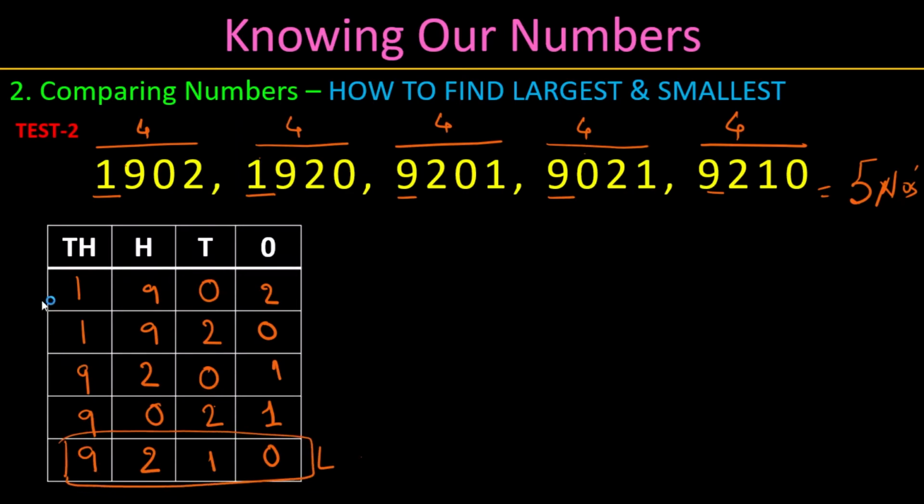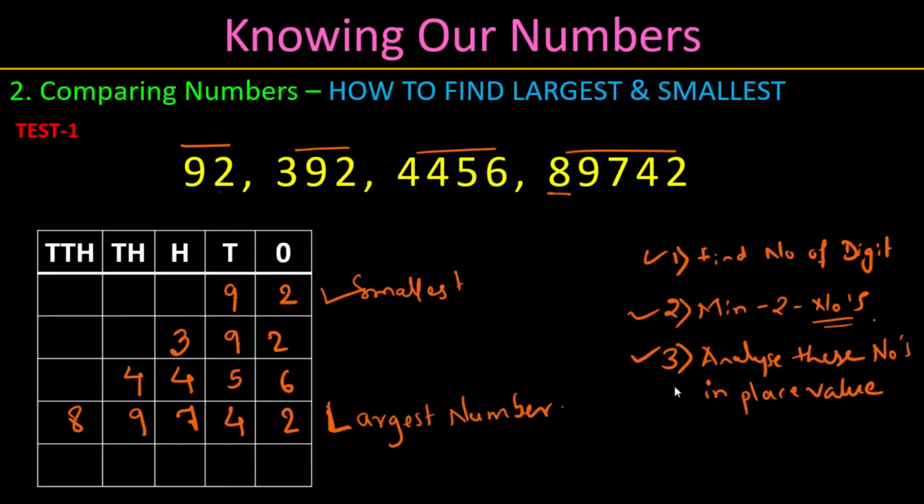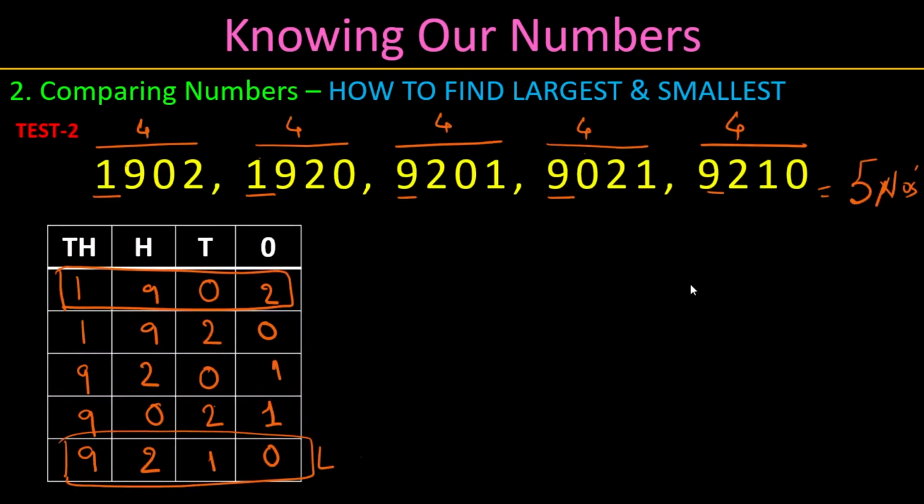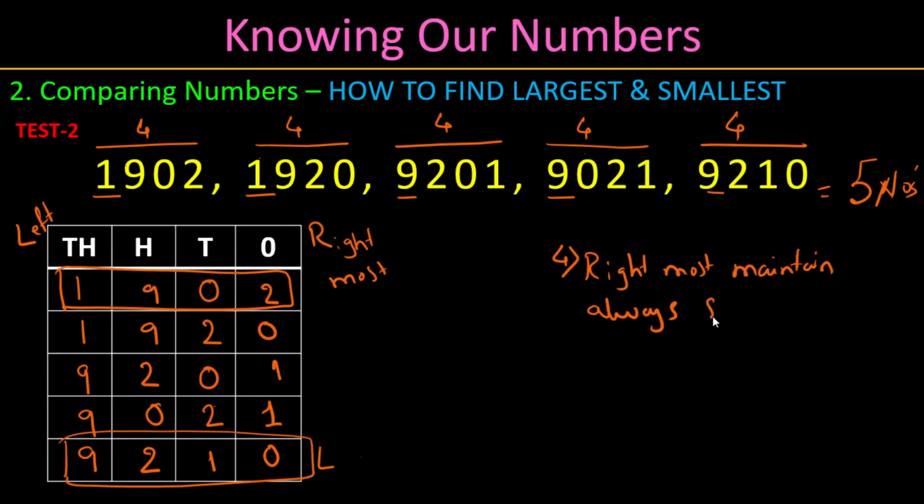Okay. And what is the smallest number? This is the smallest number. And one more condition here. So far we have studied three conditions. The fourth condition to find the largest number: this is the rightmost end, this is the leftmost end. So always, to find the largest number, the rightmost is always the smallest digit. Rightmost maintains always the smaller number.